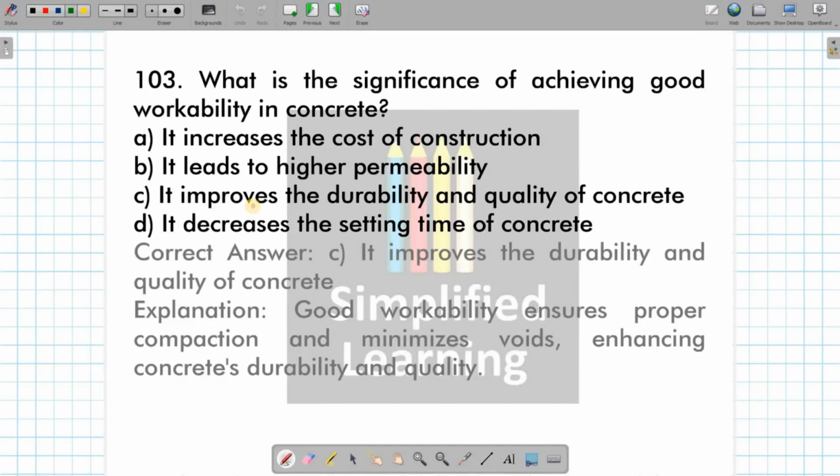What is the significance of achieving good workability in concrete? See, having good workable concrete improves the durability and quality of concrete. Means whatever structure we are constructing with well workable concrete, the durability of the structure increases. The quality of concrete is good, so obviously the quality of the structure will be good. That's why the answer is C. Cost of construction is not an aspect. Permeability is not an aspect. Decreasing the setting time has nothing to do with workability, right?